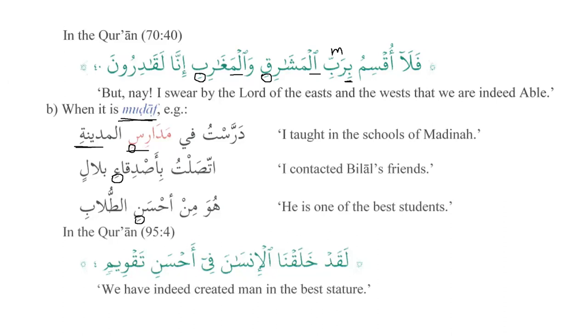And in the Quran we have لَقَدْ خَلَقْنَا الْإِنسَانَ فِي أَحْسَنِ تَقْوِيمٍ. Now we can see here that ahsan has accepted kasra because it is used as mudaf. So there are two possibilities for the nouns that are al-mamnu min as-sarf to accept kasra. Number one, when they have al with them, and number two, when they are used as mudaf.